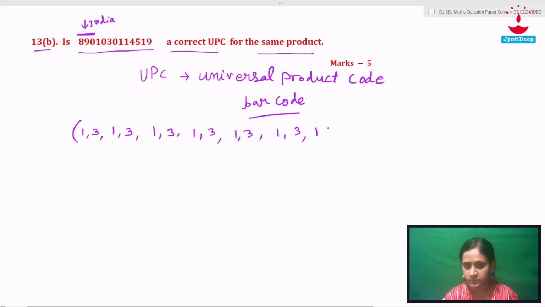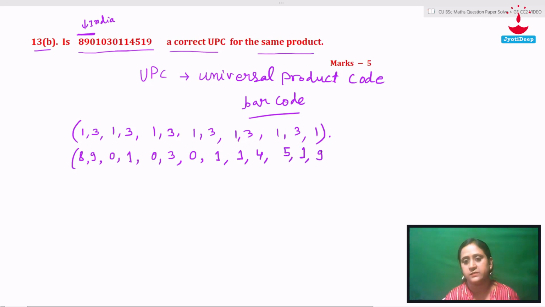It's a 13-digit number. Here I am going to write this number just below this: 8, 9, 0, 1, 0, 3, 0, 1, 1, 4, 5, 1, 9. You have to write it in this way, otherwise you will make a mistake. Okay, you will understand why I have written it like this.